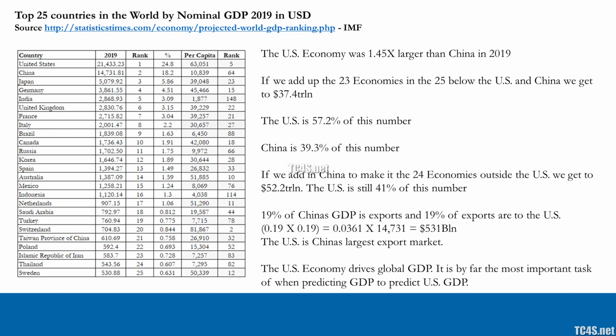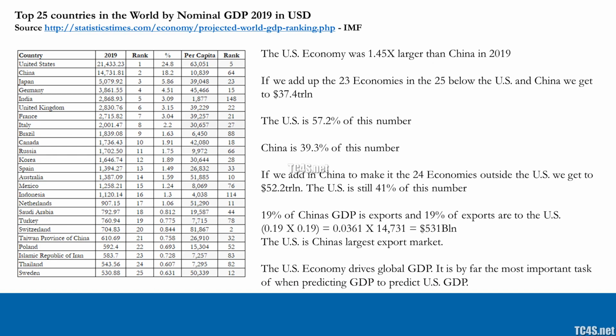Now, to give you an idea of how big the US economy actually is when compared to the rest of the world, let's do an exercise here where we add China to that number to make it 24 economies instead of 23 outside the US. Well, when we do that, we get to 52 trillion. And the US is still 41% of that number. So this gives you a lot of perspective in understanding how the world economy works.